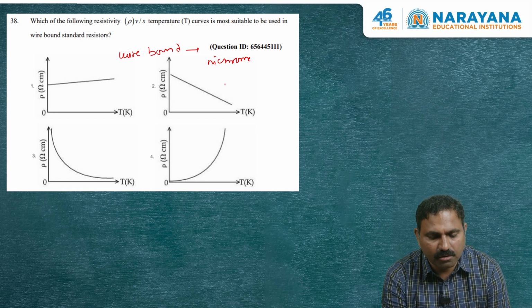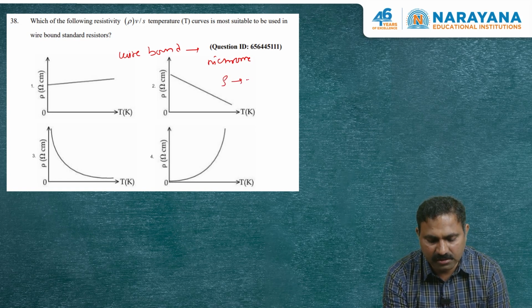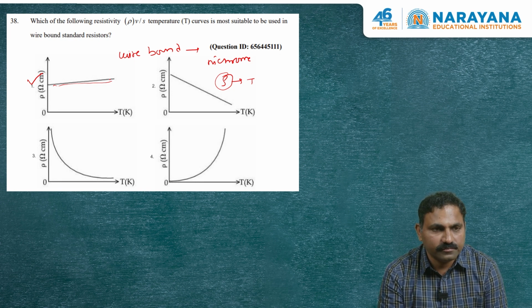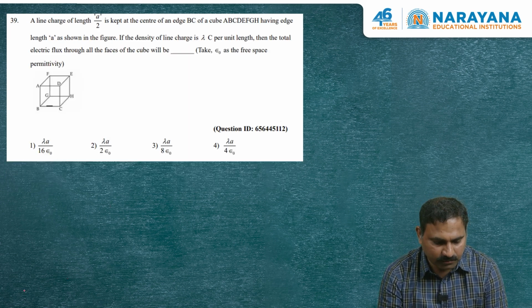In case of nichrome, resistivity varies very slowly with temperature. Almost it is independent of temperature. So here the corresponding graph is shown with only the first option. Here variation is very small. Let us go to the next question.